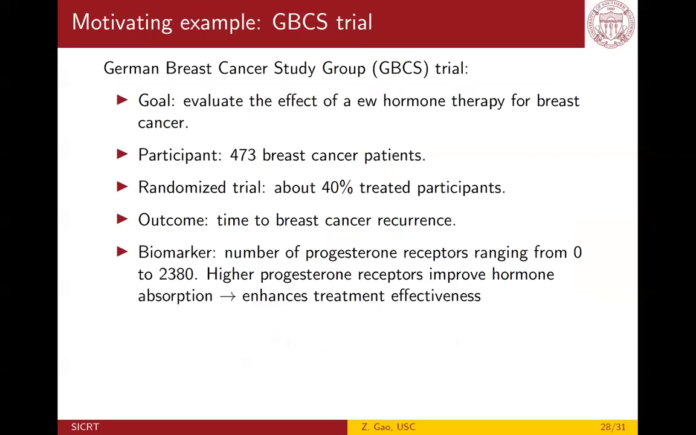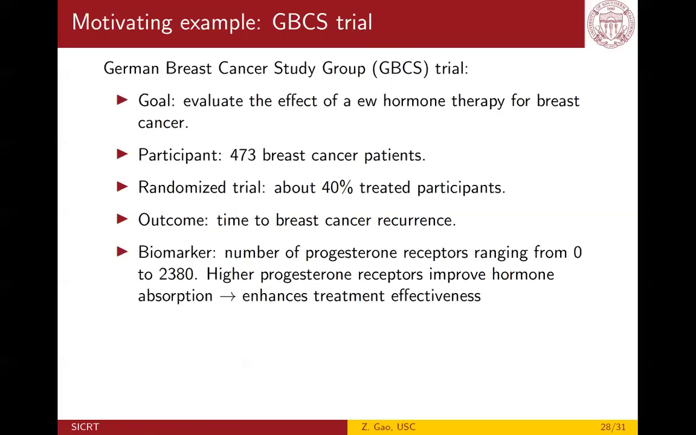All right. So that's pretty much the procedure for the case where we have a continuous biomarker and we're learning a data-driven cutoff to determine the subgroup of interest. So here I just quickly show you an example where we have a trial which involves a biomarker.